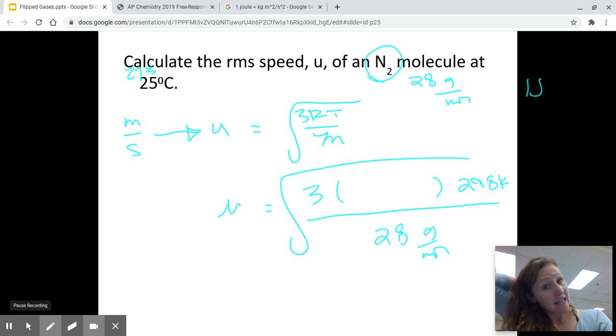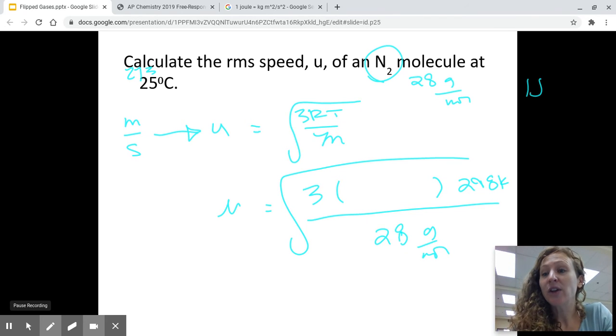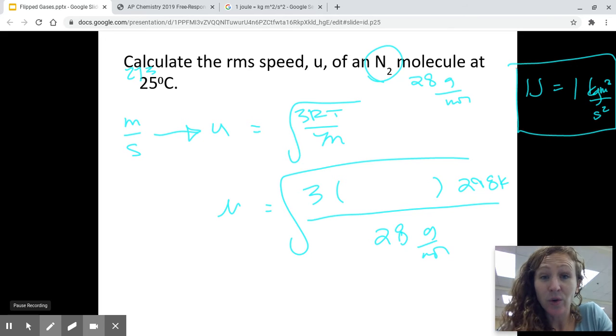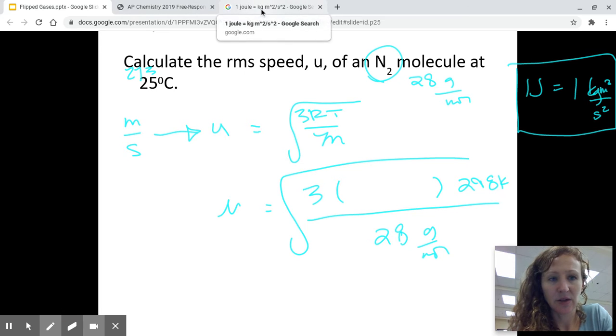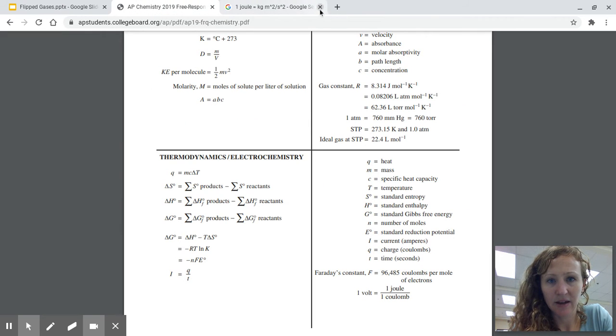Okay, so a joule is actually a derived unit also, and a joule is a kilogram meter squared per second squared. Because joules can be broken down into these units, that's the one you want to plug in here. Okay, so I had it pulled up here.